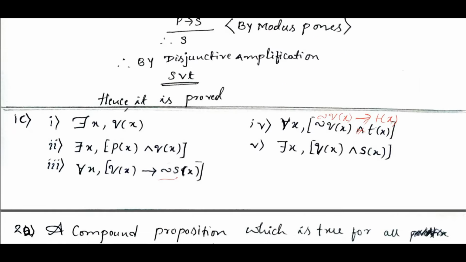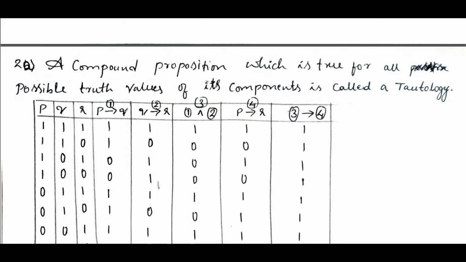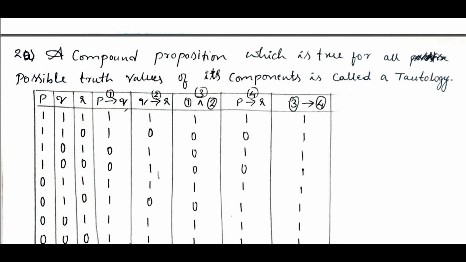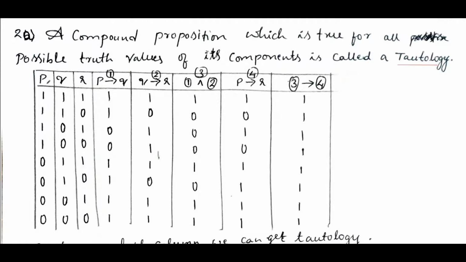Everyone needs to know the definitions here. The definition of tautology has been given here, and they can also ask for the definition of contradiction. A compound proposition which is true for all possible truth values of its components is called a tautology. After defining this, we will go with constructing the table. As the given compound proposition contains P, Q, R, I told you how many truth values you need to consider.